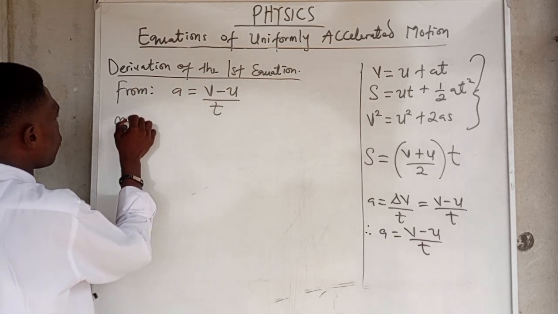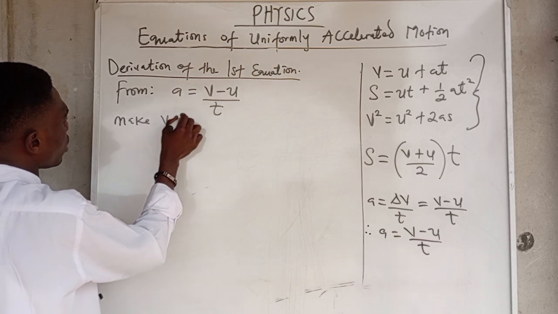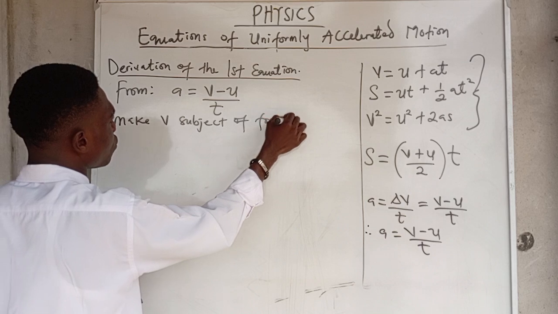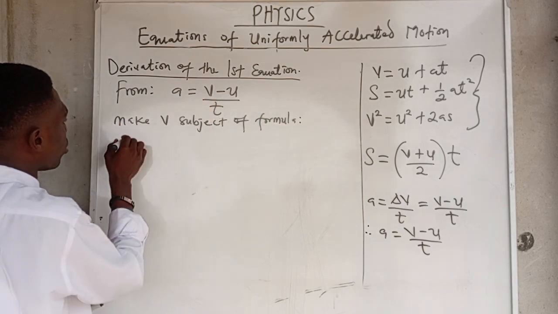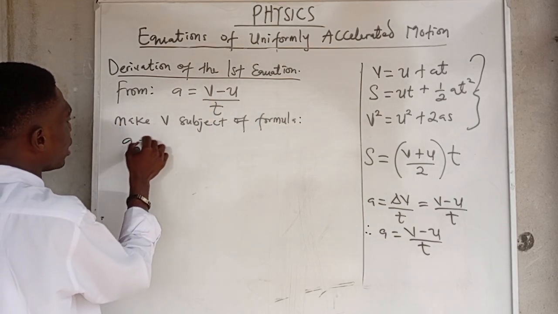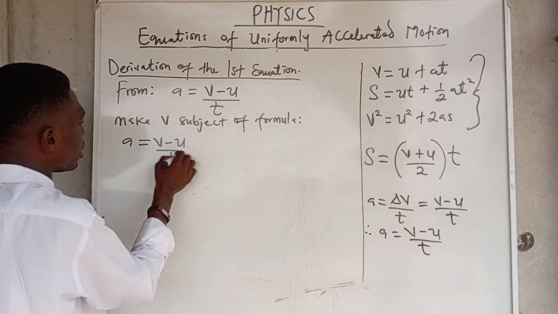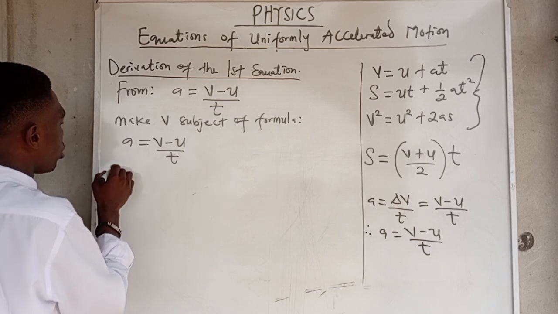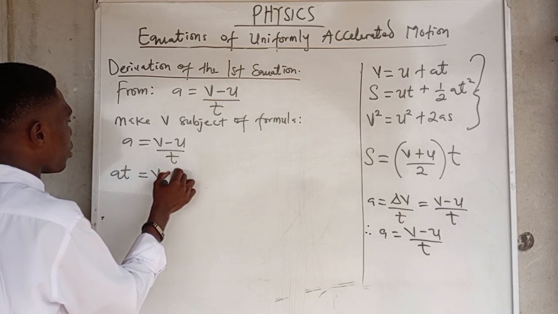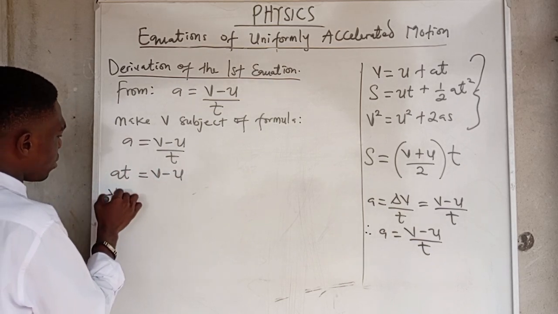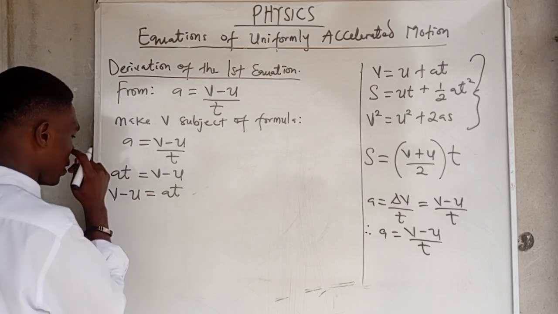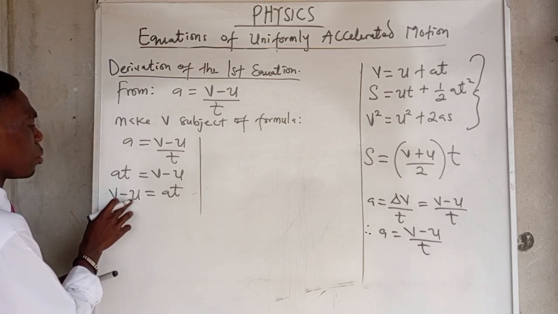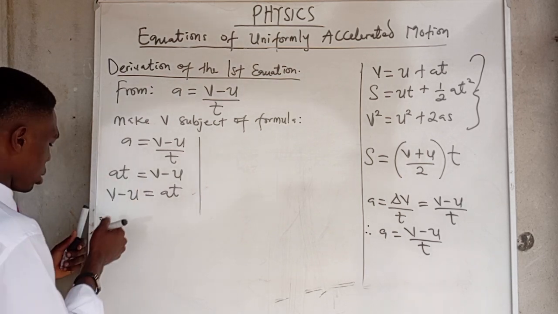We're going to make v the subject of the formula. So let me bring it down again. a is equal to v minus u over t. We're going to multiply both sides by t so that we can get rid of the fraction. So we're going to have at is equal to v minus u. And I can rewrite this as v minus u is equal to at. And then I can now make v the subject of the formula by taking this minus u over to the other side, or adding u to both sides.